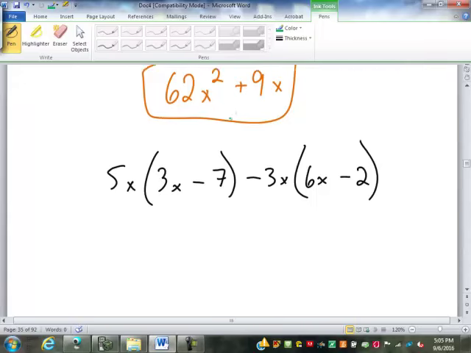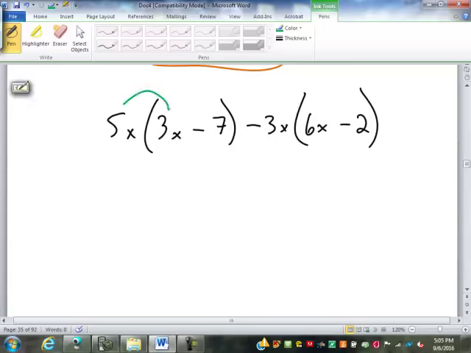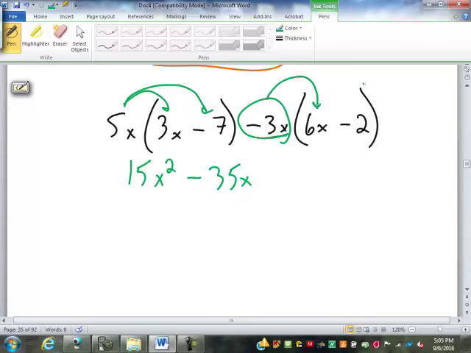We start out up here. 5x times 3x, which is 15x squared. 5x times a negative 7 is negative 35x. Now here's where most people make their mistake. This is not 3x, it is negative 3x. So negative 3x times 6x is negative 18x squared. Then we have negative 3x times negative 2 is positive 6x.